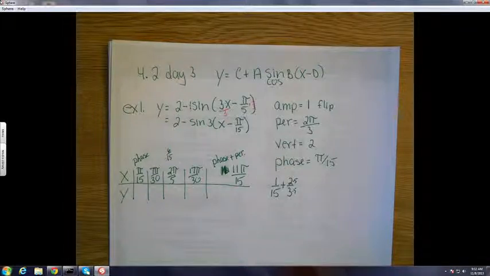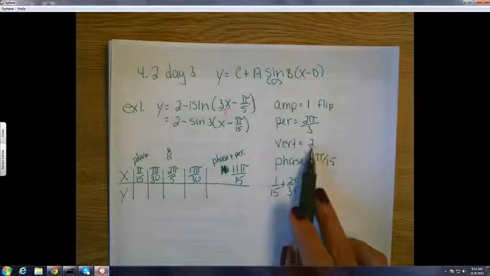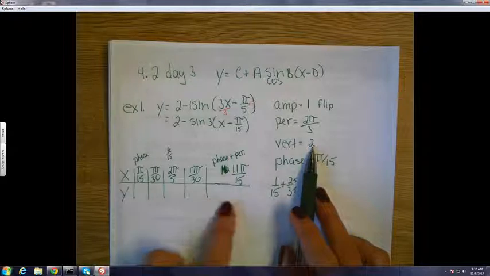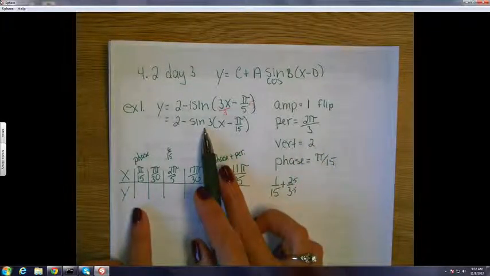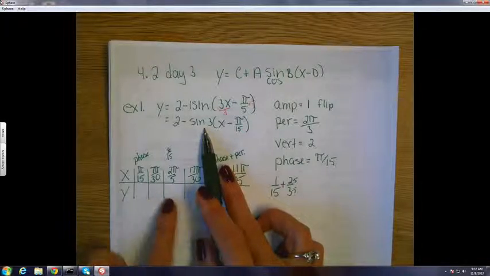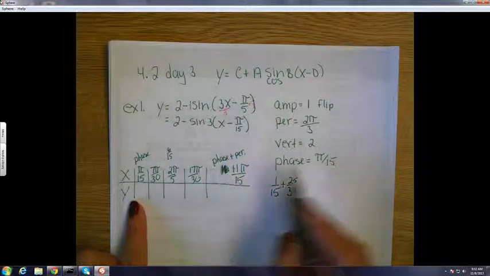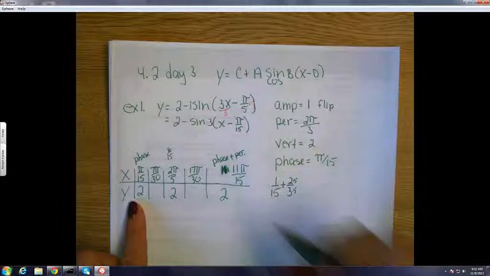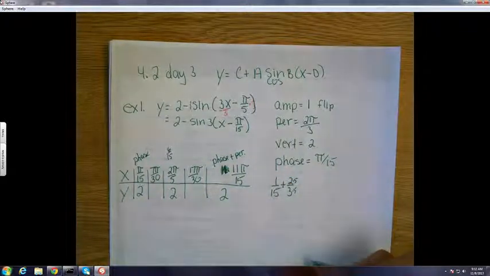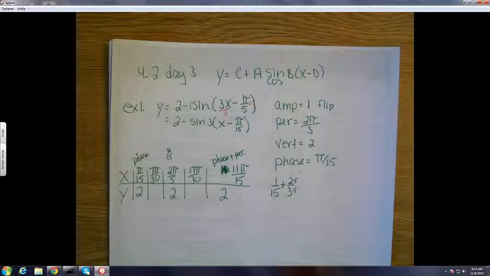Now our Y values. But remember, we have vertical shift. Where does this vertical shift number come into play on my Y values? The axis values. Remember, your axis values are always your vertical shift. Well, because we've got sine, where are my axis values at? The first, the middle, and the last. So my axis values are 2 because we have vertical shift. And now it's going to have a flip. If you want to make the sketch, you can, but try to see it in your head.